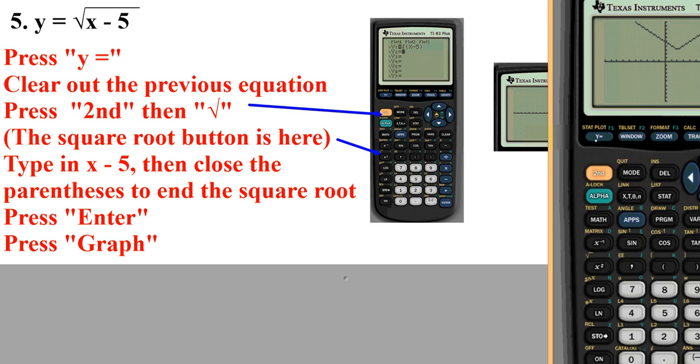So we'll go to our y equals screen, press clear, then we'll type in second, and then up here is square root, and then x minus 5, and then we'll close our parentheses to show that this whole thing is under the square root symbol, and press enter and graph. And you'll notice that this one is kind of like half of a parabola on its side, and it starts at 1, 2, 3, 4, 5. So it starts at positive 5.